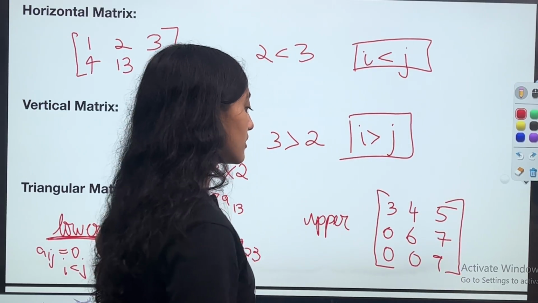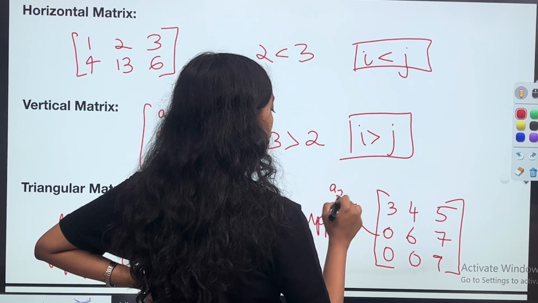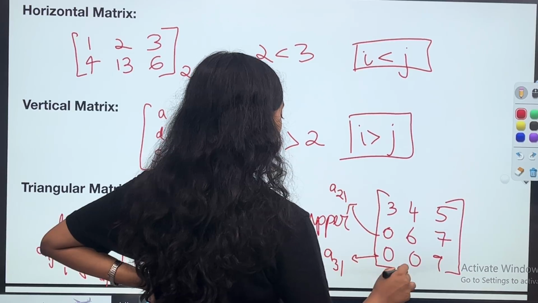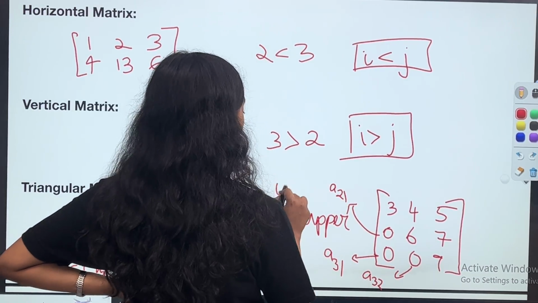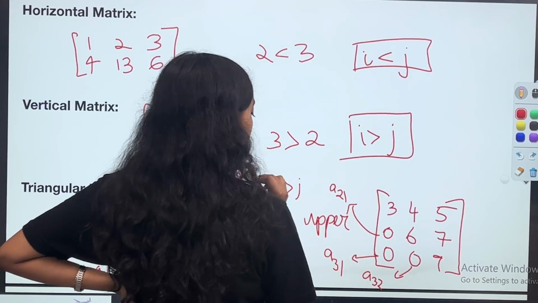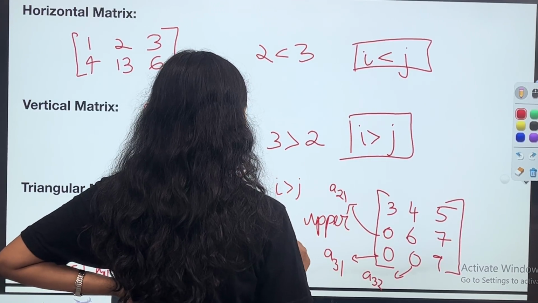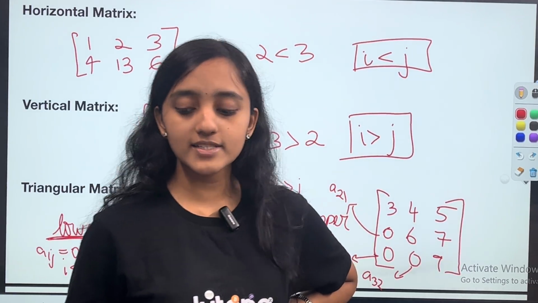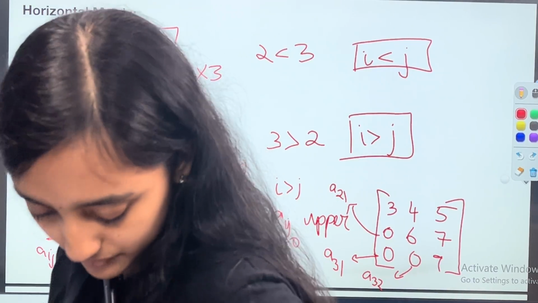So here, what is this? It is basically A, second row, first column. This one is A, third row, first column. A, third row, second column. So in all of these places, i is greater than j. If i is greater than j, then Aij is equal to 0. That is known as upper triangular matrix. So you have a lower triangular matrix and you have an upper triangular matrix. This is what you need to remember.